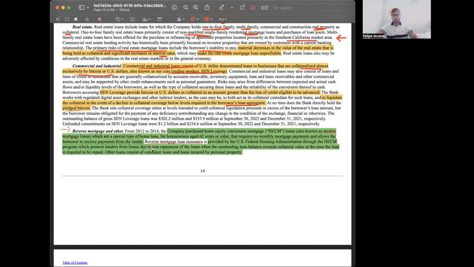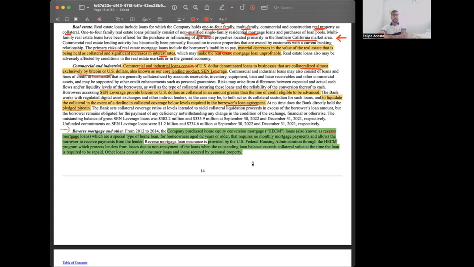their lender. Reverse mortgage loan insurance is provided by the U.S. Federal Housing Administration through the HECM program, which protects lenders from losses due to non-repayment of loans when the outstanding loan balance exceeds collateral value at the time the loan is required to be paid. Other loans consist of consumer loans and loans secured by personal property.